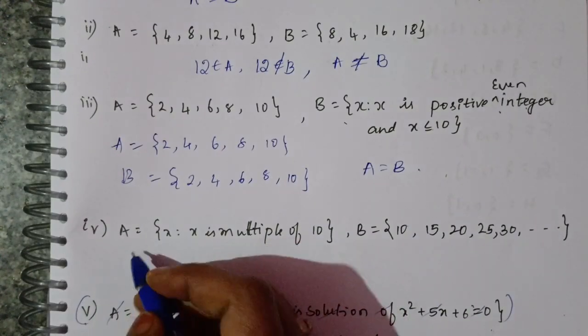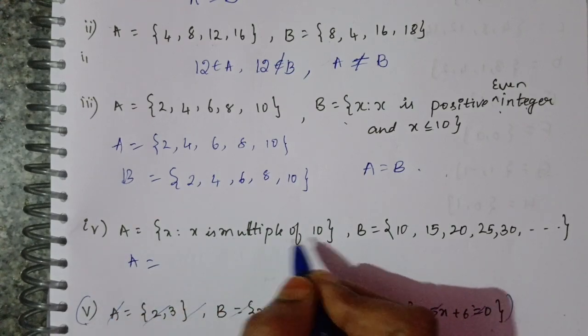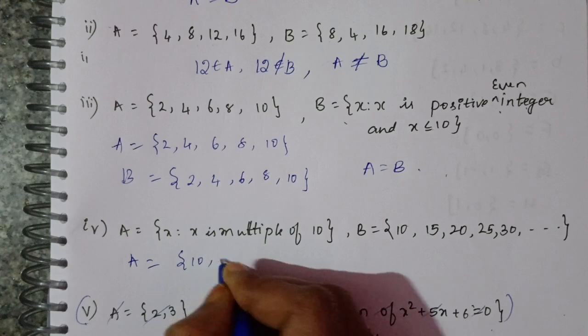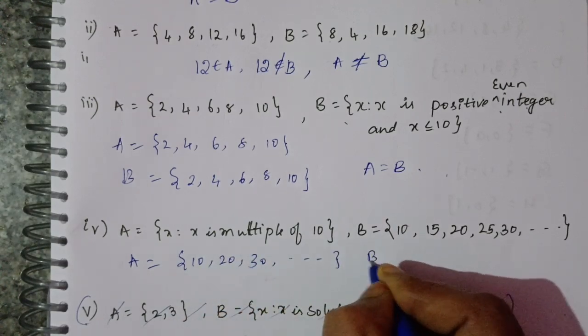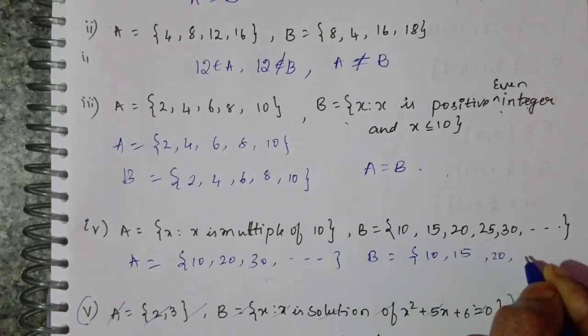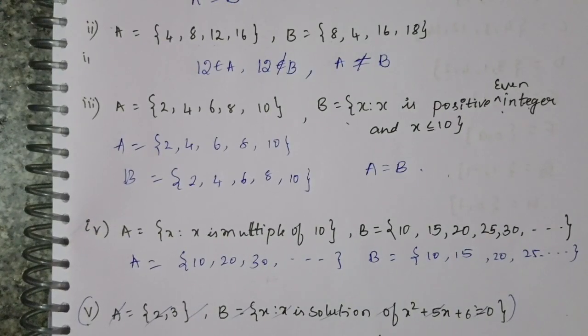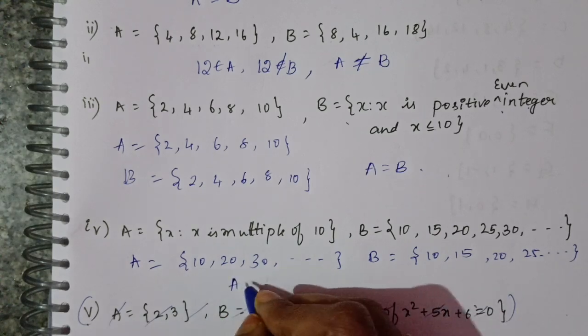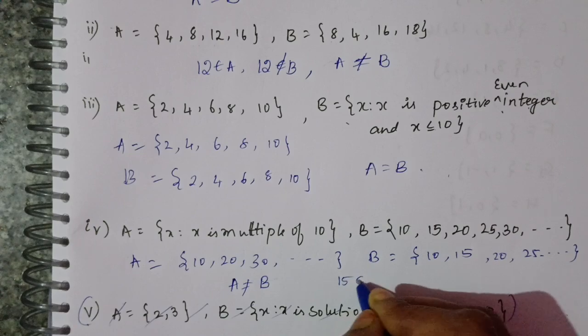Now, what is there in A? x is a multiple of 10. Multiples of 10 means what will you get? 10, 20, 30 and so on. Here, what is there in set B? 10, 15, 20, 25 and so on. Now see, here 10, 20 is there. Here 15 is there. A is not equal to B because 15 belongs to B.